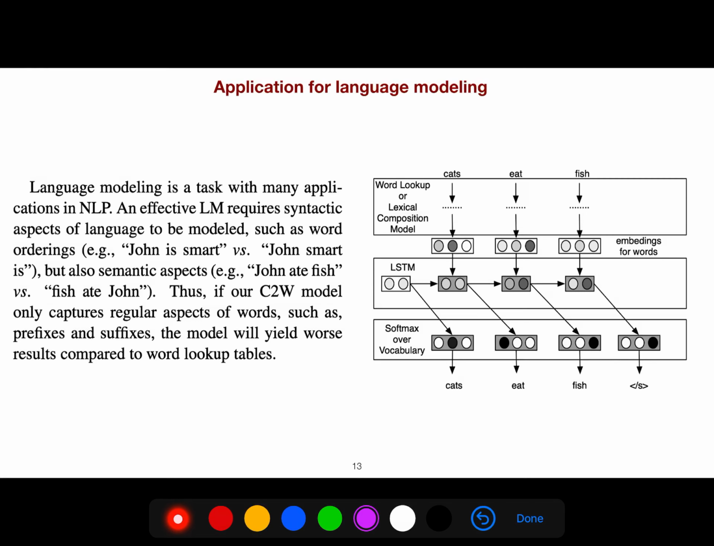Language modeling is a task with many applications. An effective language model requires syntactic aspects of language to be modeled, such as word ordering. Thus, if our C2W character-to-word model only captures regular aspects, such as prefix and suffix, the model will yield worse results compared to the word lookup tables.